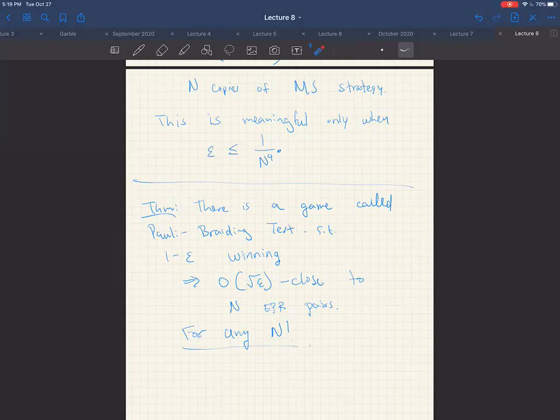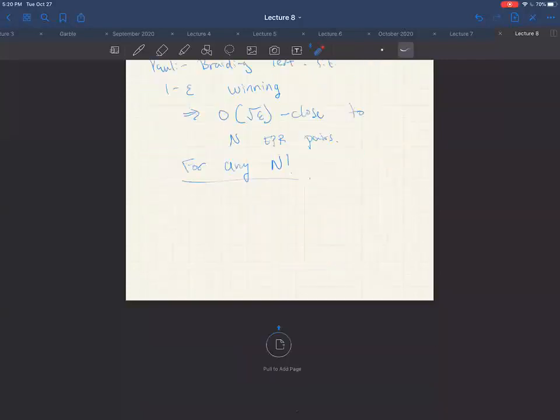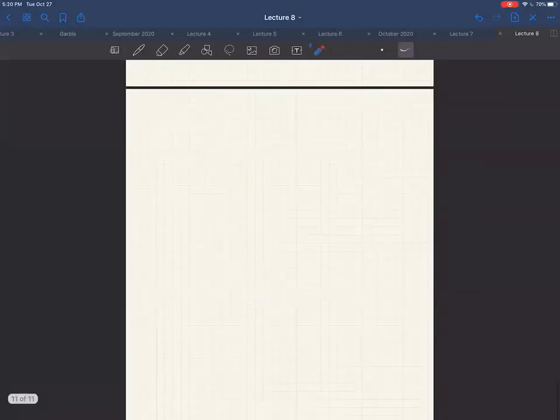Actually, this ties exactly into the thing I wanted to talk about next, which is how do you use this to certify quantum computations? So maybe I'll jump into that. Okay, so let's start a new page.